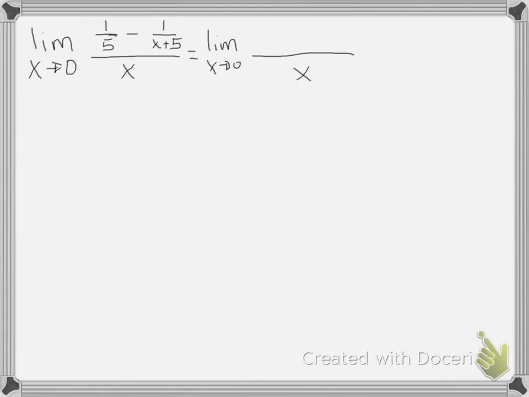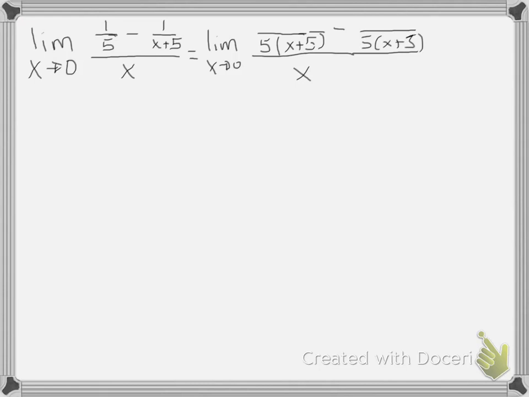Let's get a common denominator. So the common denominator would be the product of our denominators. You can't just add x, that's not going to work. So our common denominator is going to be 5 times x plus 5. I wouldn't bother distributing that. It's not going to help you out at all. In fact, it's better to leave it just like that. And so both of our denominators will be 5 times x plus 5.